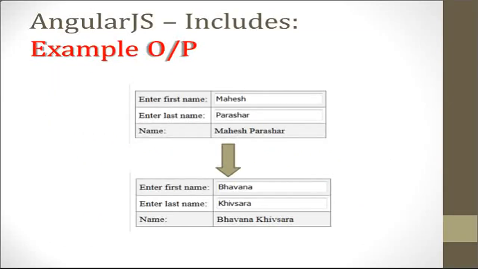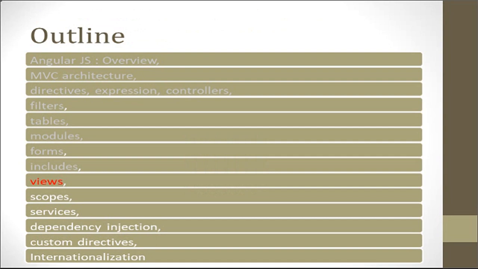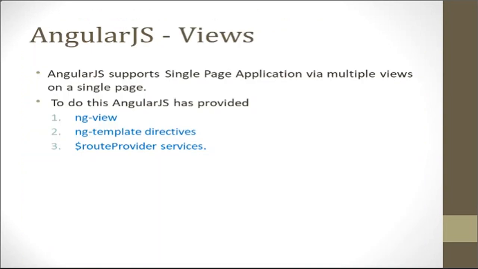Let's begin the next part. What is the meaning of views? So AngularJS supports single page applications via multiple views on a single page. In a single page, we can view multiple pages. So for that purpose views are used. To do this, three steps are there. My first step is ng-view, then the second step is the ng-template directive, and the third part is the $routeProvider service.